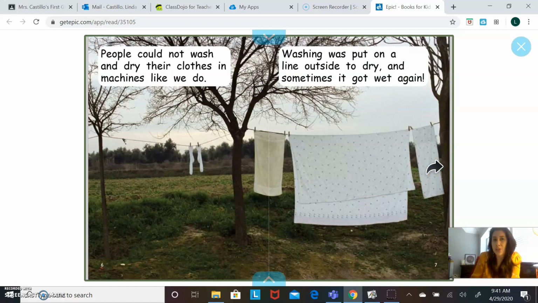People could not wash and dry their clothes in machines like we do. Washing was put on a line outside to dry, and sometimes it got wet again. I wonder how it got wet again. What do you think? Yeah, probably if it rained, it would get wet again. I remember back when I was a little girl and I would help my mom hang clothes out on the clothesline like this. I remember that.